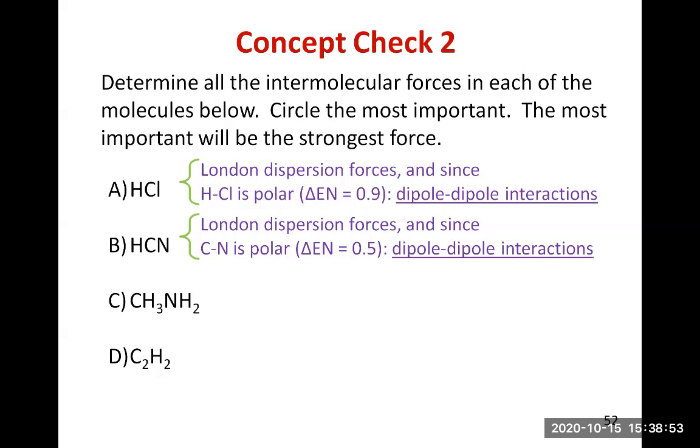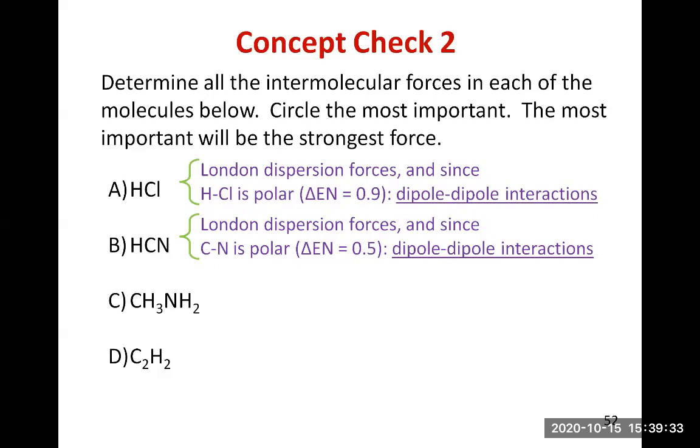Now, does hydrogen make hydrogen bonding in this HCN? No, because again, hydrogen needs to be bonded to nitrogen, oxygen, or fluorine for hydrogen bonding to occur, and it's not the case here. Hydrogen is bonded to carbon. Remember how it is bonded the same way that the formula is written. Hydrogen is bonded to carbon, and it's to carbon that nitrogen is bonded to. And so the dipole-dipole interactions, again, will be the stronger of the two forces here.